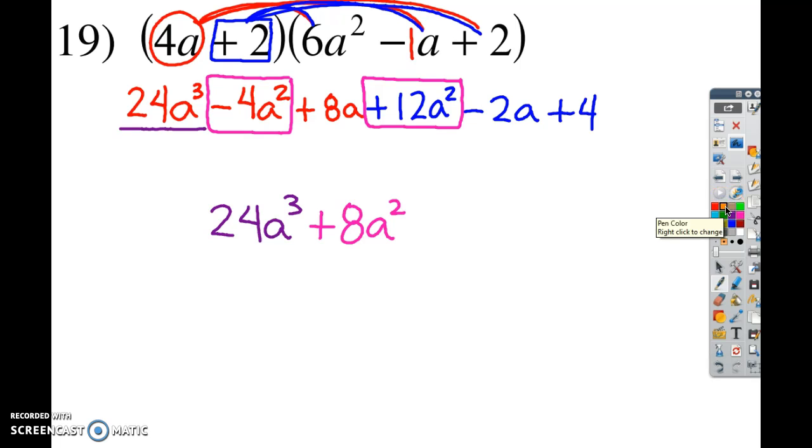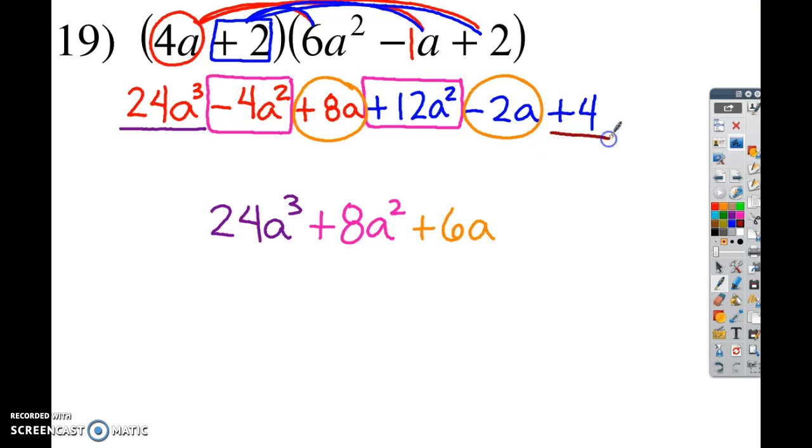Then we do the a's. So I have 8a minus 2a gives you a positive 6a. And then this one, there's no other one without an a, so that one just comes down to the end. And that is your final answer. 24a cubed plus 8a squared plus 6a plus 4.